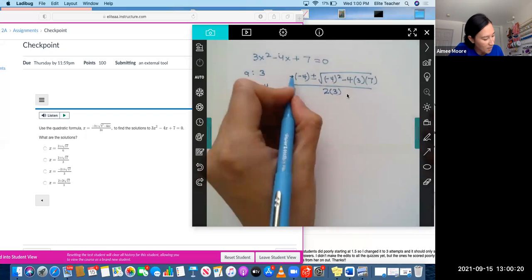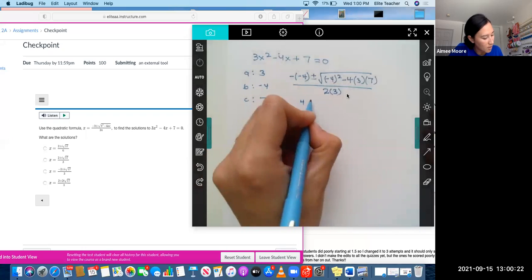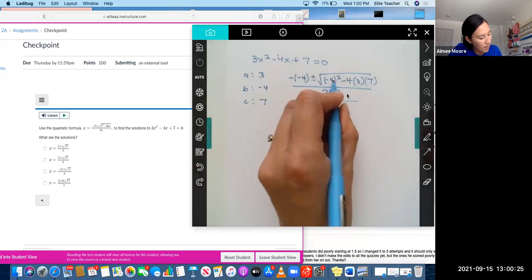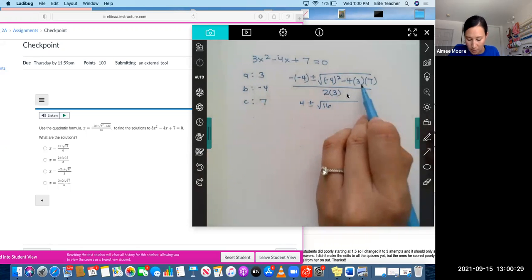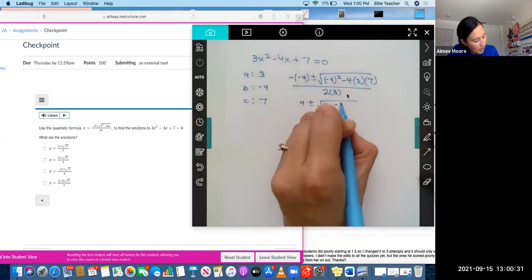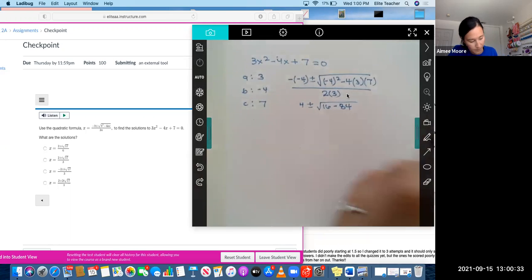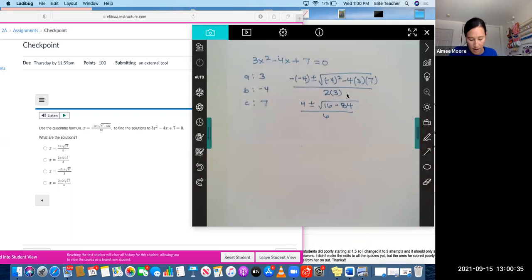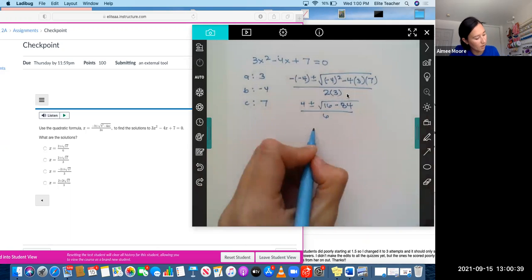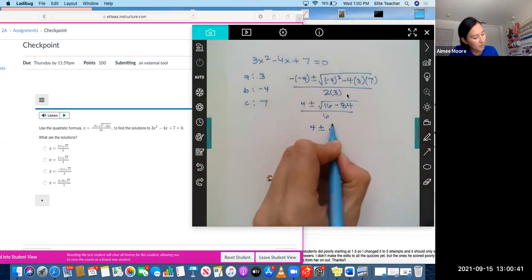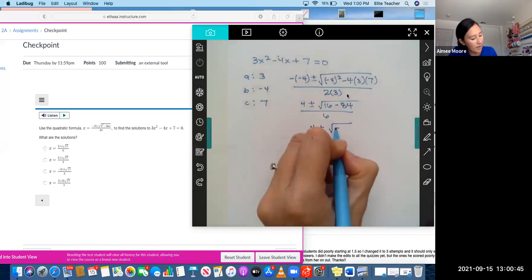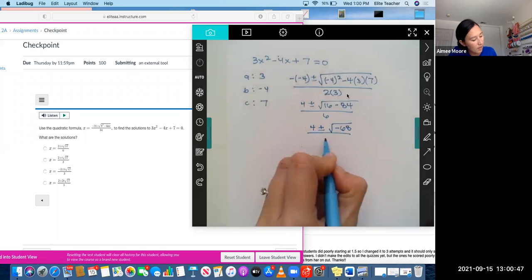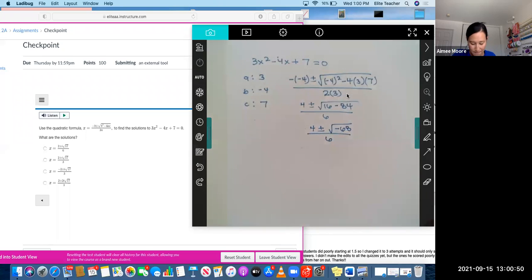Then we just simplify. So a negative 4 becomes positive 4 plus or minus the square root of negative 4 squared, which is 16, minus 4 times 3 times 7, which is 84, divided by 6. We just keep simplifying. So 16 minus 84 is negative 68, divided by 6.